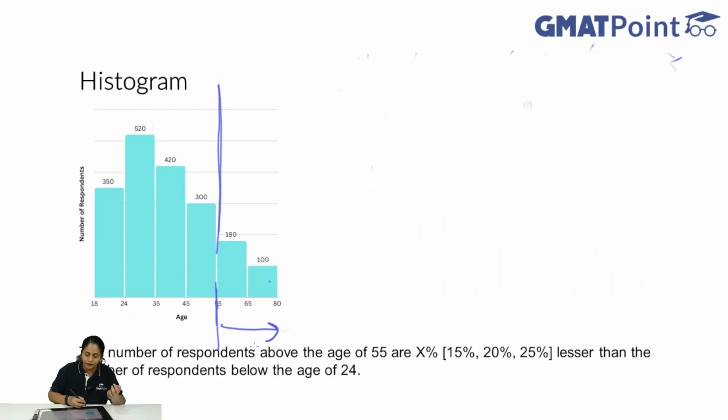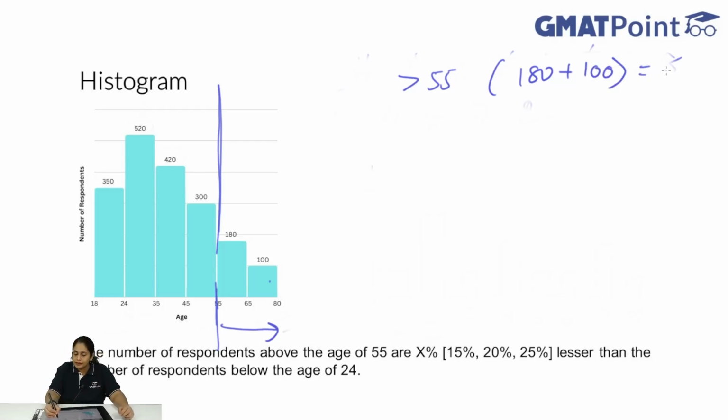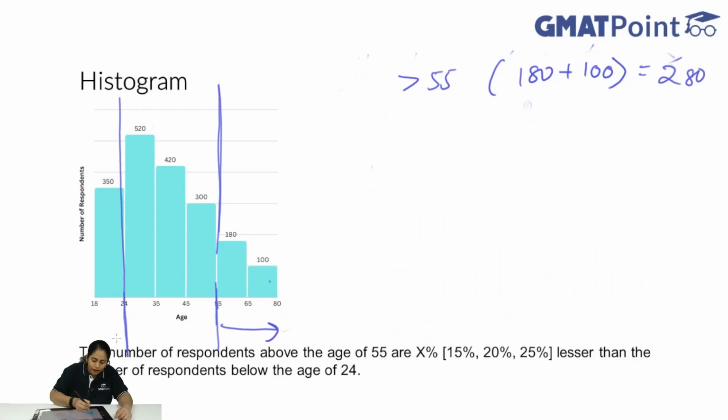How many are above 55? Let us consider the frequency. It is 180 and 100. So the number of respondents above 55 I see are 180 plus 100. This is the frequency of those who are above 55. This is equal to 280. What are the number of respondents below the age of 24? So my 24 is over here. So below 24 is just this one bar, which is 350.